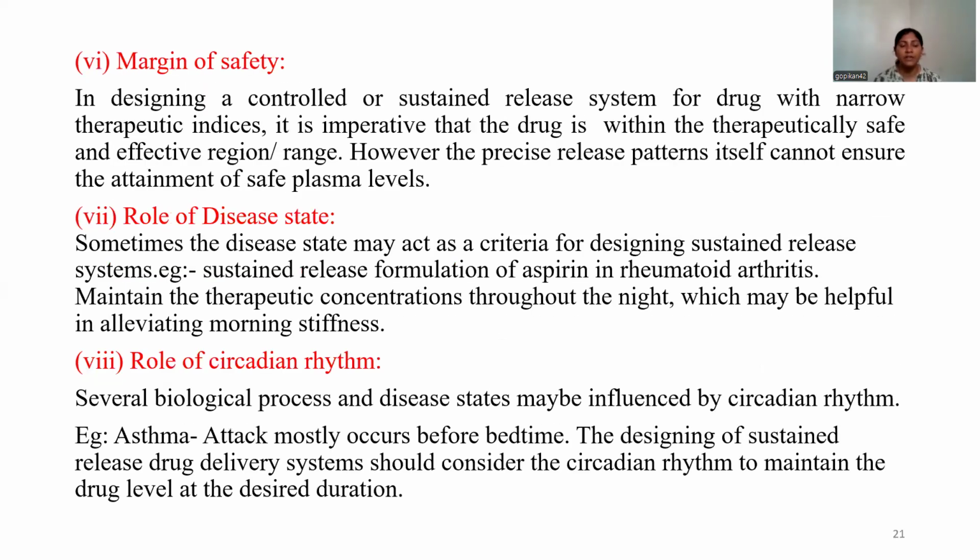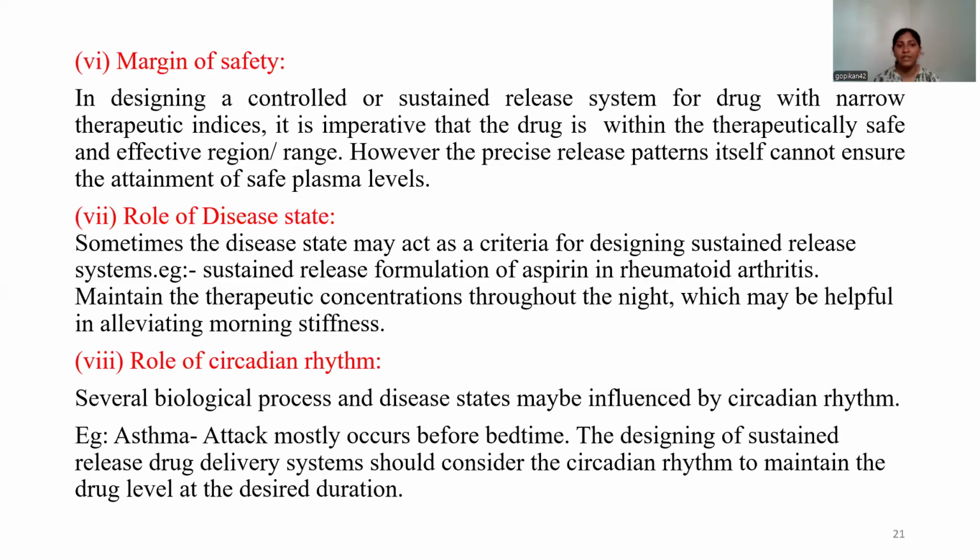Next is the margin of safety. In designing a controlled or sustained release system for a drug with a narrow therapeutic index, it is imperative that the drug is within the therapeutically safe margin. However, the precise release pattern itself cannot ensure the achievement of a safe plasma concentration of the drug.